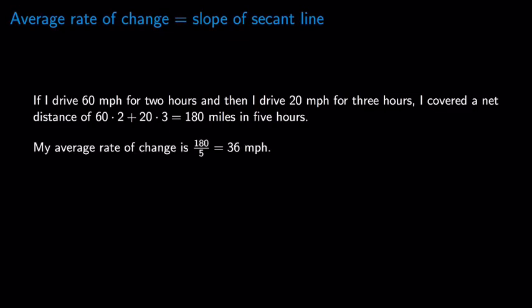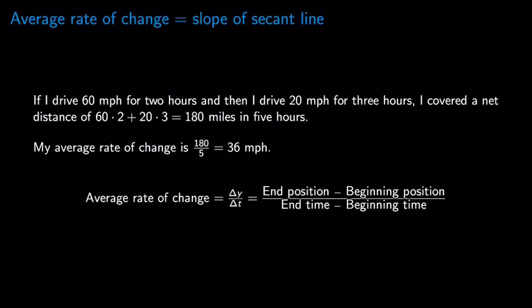So you've driven, on average, 36 miles an hour. You covered 180 miles in 5 hours. And notice how it doesn't really matter that you drove fast and then you drove slow. The only thing that matters is you were at 0, now you're at 180, and it took 5 hours to do it. So average rate of change is this computation.